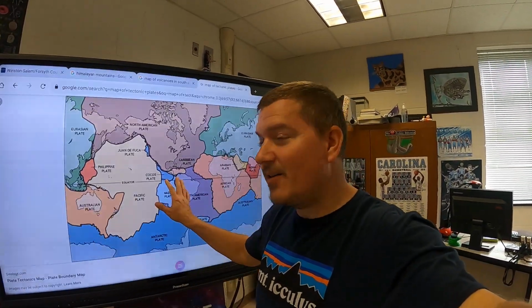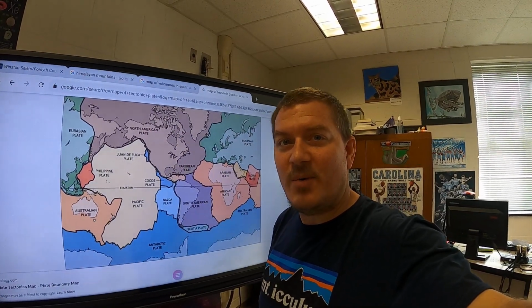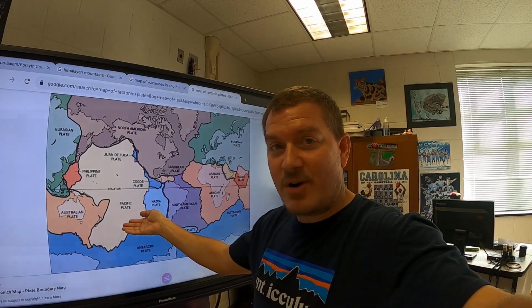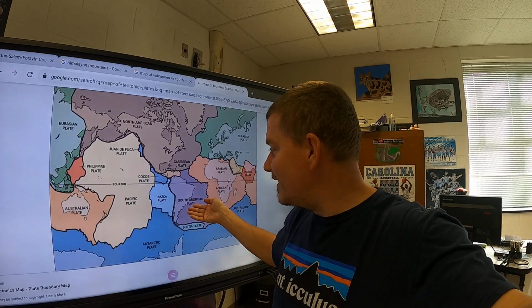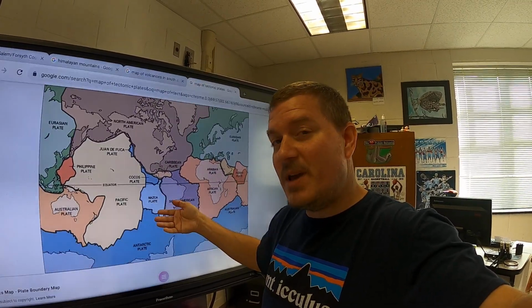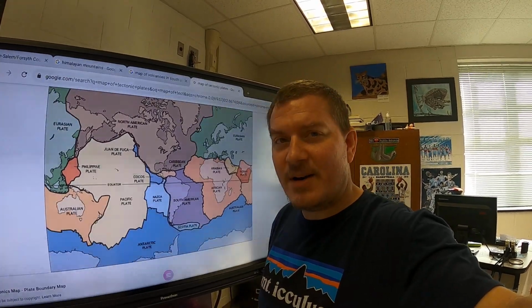We've talked about how the crust of the Earth is broken up into several plates. The plates have names based on things like they might be named after an ocean. We've got the Pacific Plate here. They might be named after a continent like the South American Plate. They might be named after a group of people like the Nazca Plate off the coast of South America.